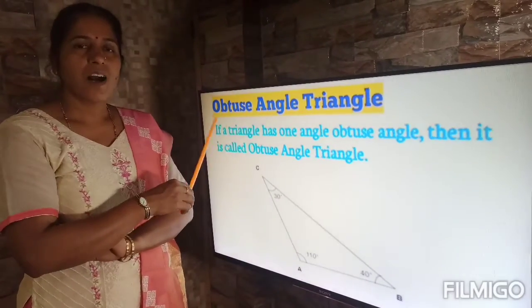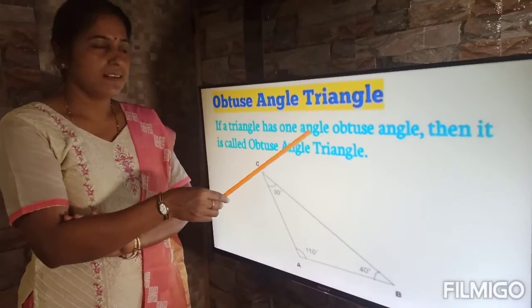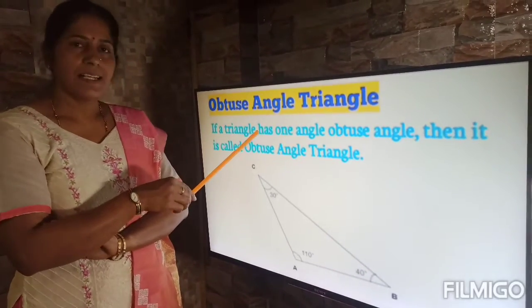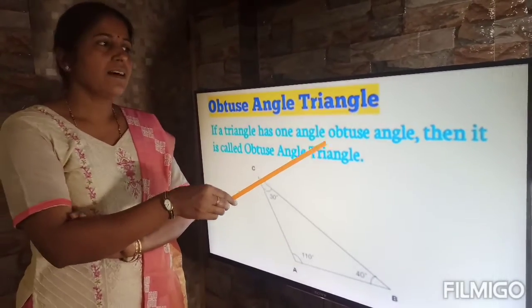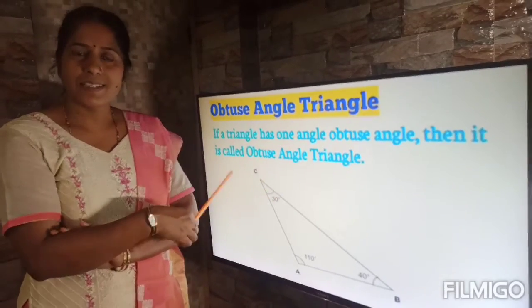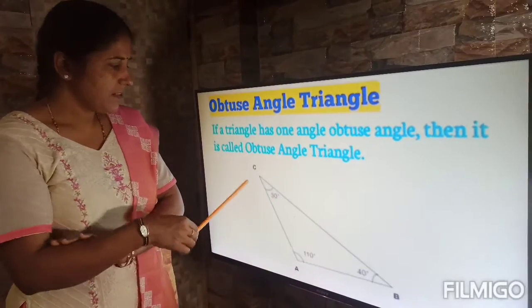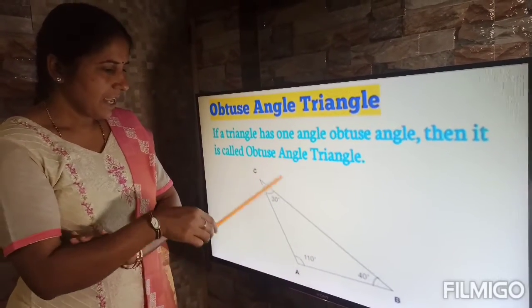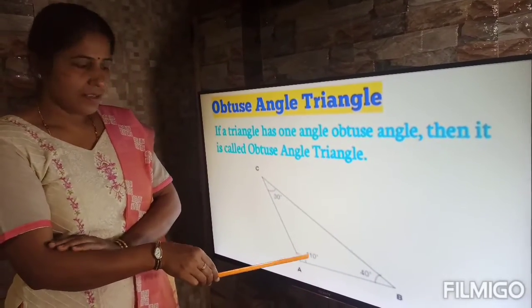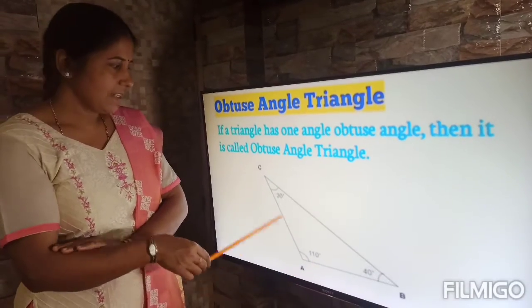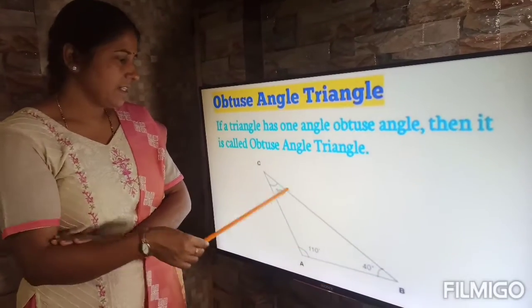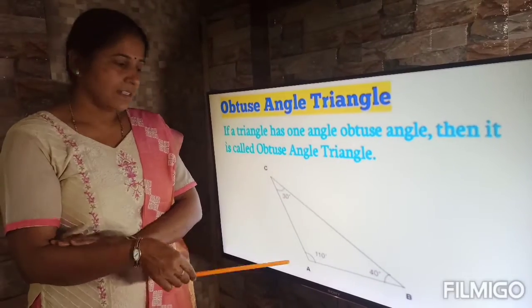Last one is obtuse angle triangle. If a triangle has one obtuse angle, then it is called an obtuse angle triangle. See this example. This is triangle ABC. Angle A is 110 degrees. Angle B is 40 degrees. Angle C is 30 degrees.